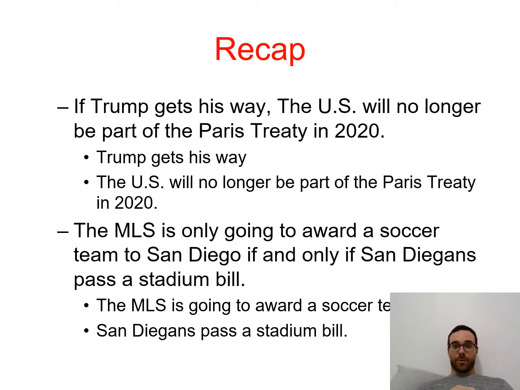Here we have more complex propositions. First, in the form of a conditional statement: if Trump gets his way, the US will no longer be part of the Paris Treaty in 2020. Again, the conditional statement is broken up into antecedent and consequent. So Trump gets his way is the antecedent, and the US will no longer be part of the Paris Peace Treaty in 2020 is the consequent. So when the antecedent is true and the consequent is false, we know that that complex proposition is false. Any other combination of those simple propositions being true or false would make the complex proposition true.